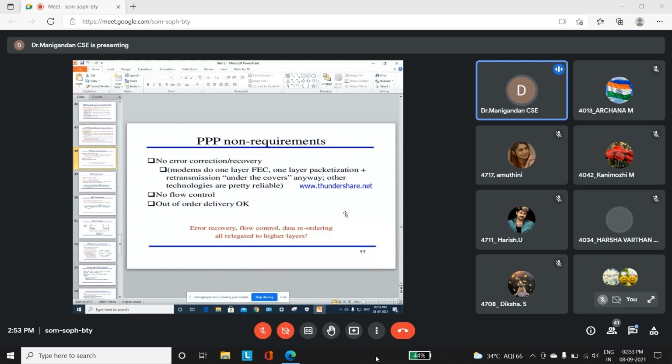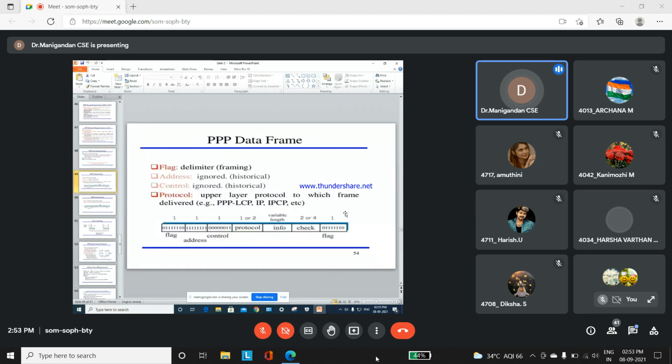The modem can do one layer of packetization plus retransmission under the covers anyway. Other technologies are pretty reliable. If particular frames or packets are missing, based upon the requirements, the particular packets or frames can be retransmitted from sender to receiver.